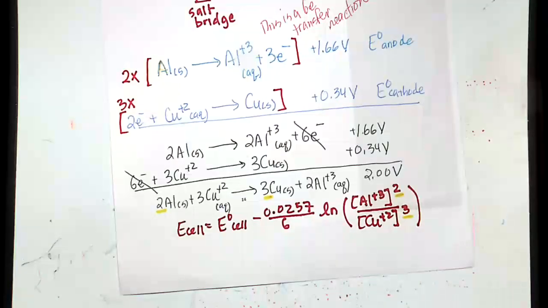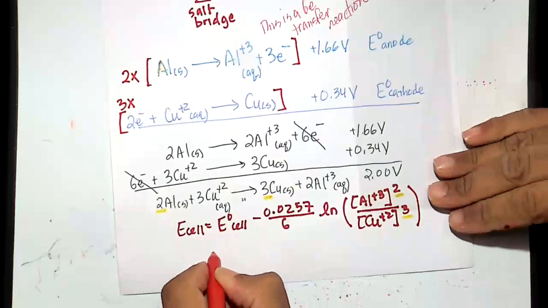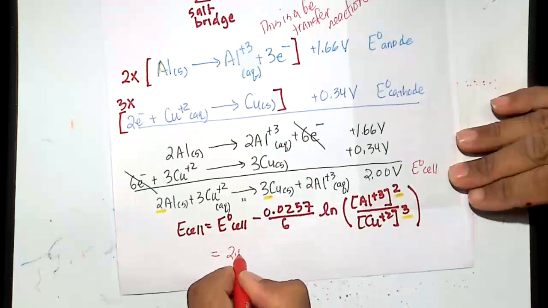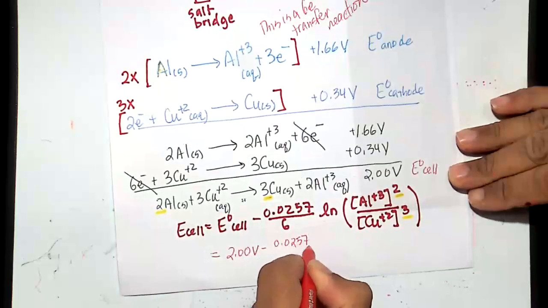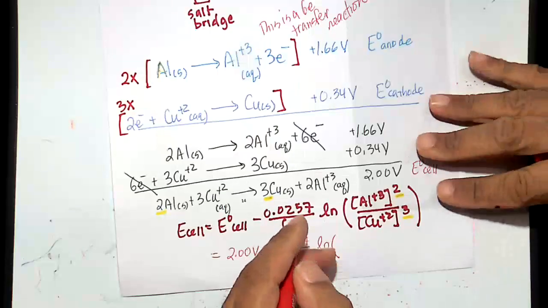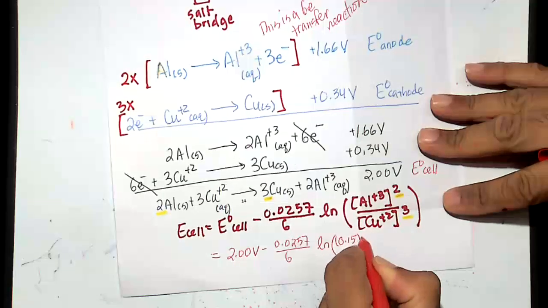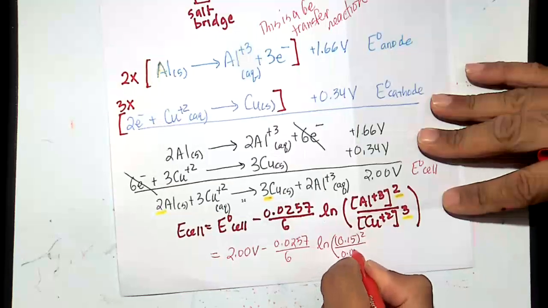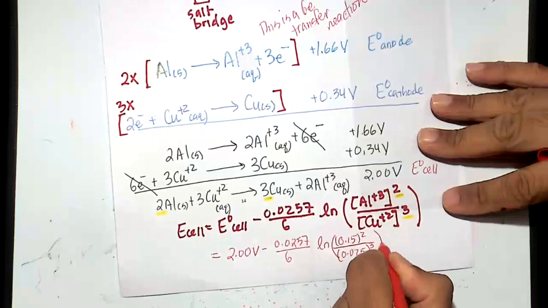Alright, let's plug in our numbers here. E cell is going to be 2 volts minus 0.0257 divided by 6, natural log of Al plus 3, if I'm looking up above, I'm getting it as 0.15. Don't forget to square it now. Divided by copper plus 2, which is 0.025. Okay, don't forget to cube it.